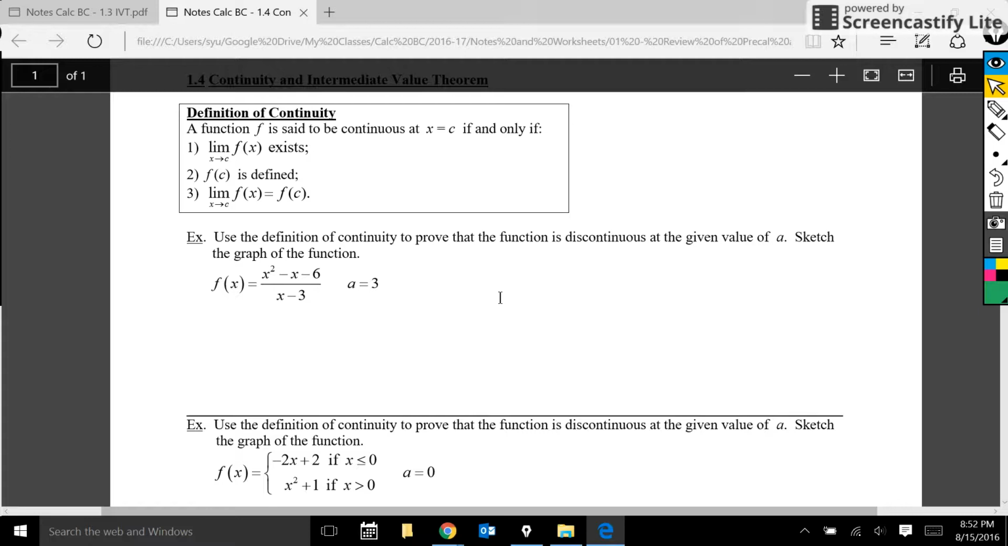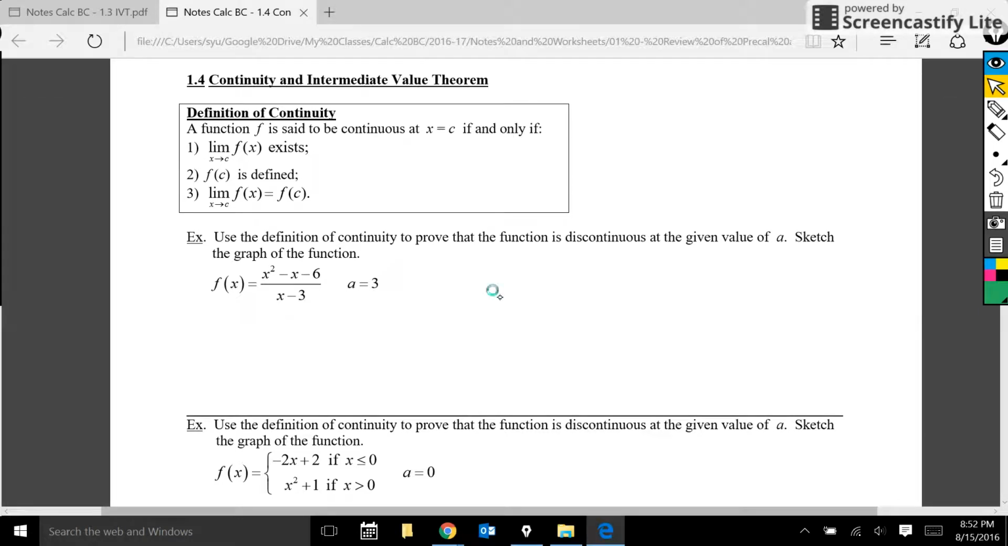So taking a look at our first example, I'm asked to prove that the function is discontinuous at 3. The way we're going to do that is we're just going to run down our conditions of continuity, and if one of these doesn't end up being true, then I know it's discontinuous.